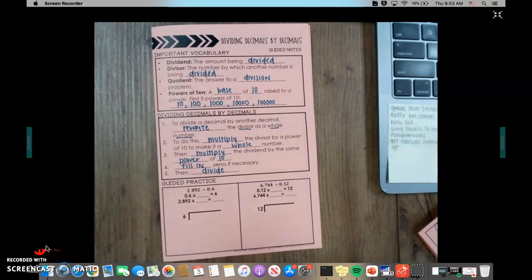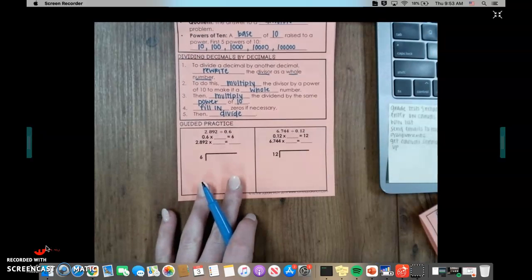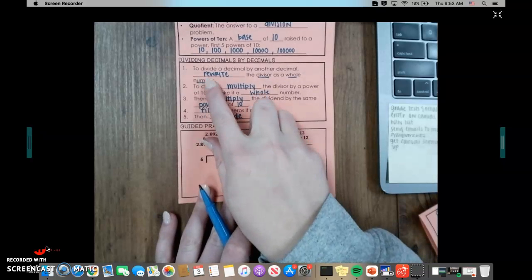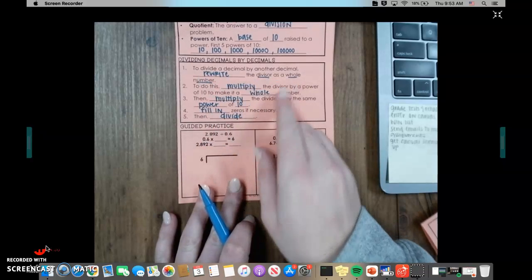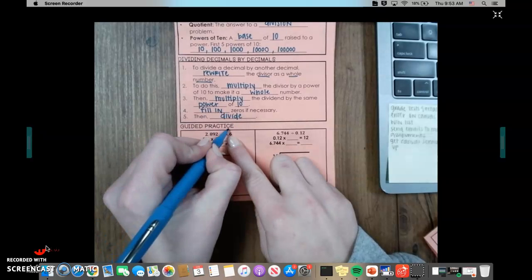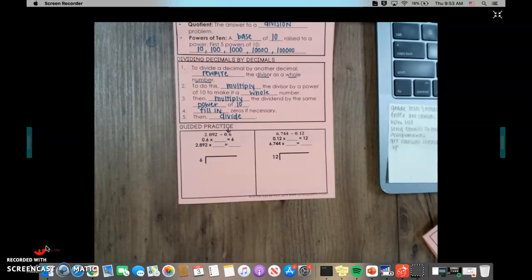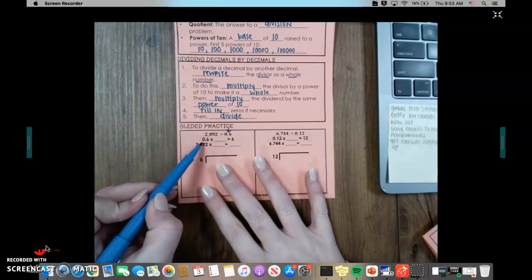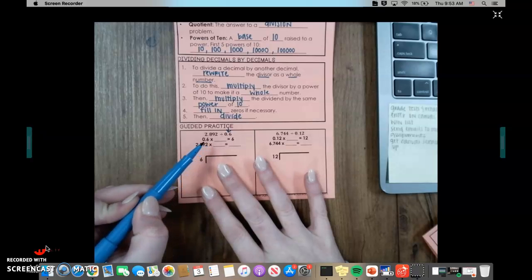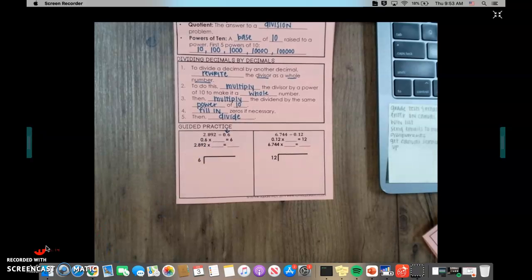Okay, 6th grade, let's do our first example. We have 2 and 892 thousandths divided by 6/10. Well, our first step is we need to rewrite the divisor as a whole number. So my divisor is right here, the 6/10, and we need to change it to a whole number. So if we look at our divisor, it is in the 10th place. So what do you think we're going to multiply it by to get it to a whole number if it's in the 10th place? 1, 2, 3?